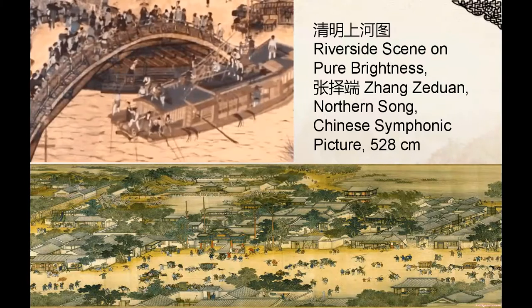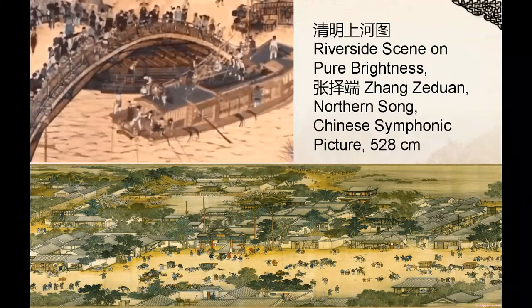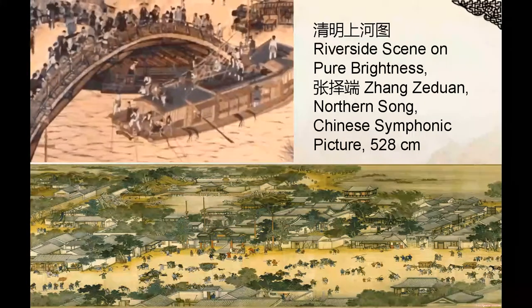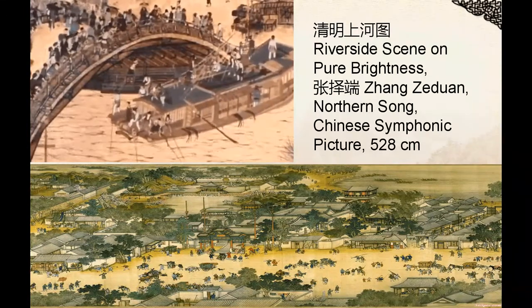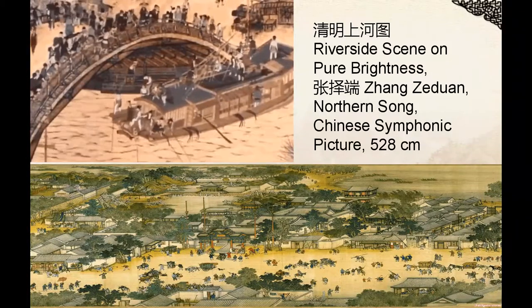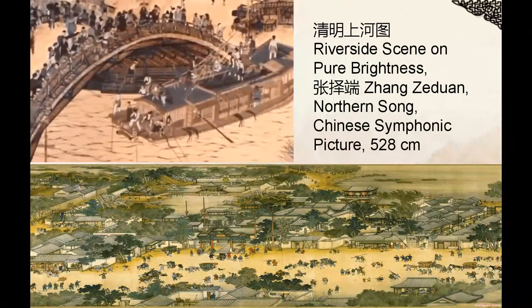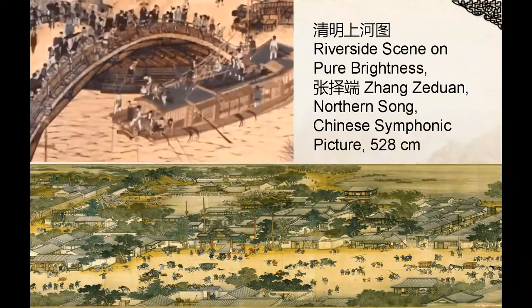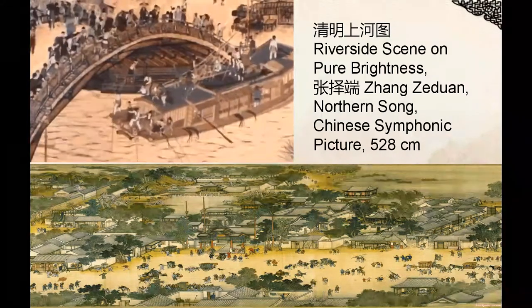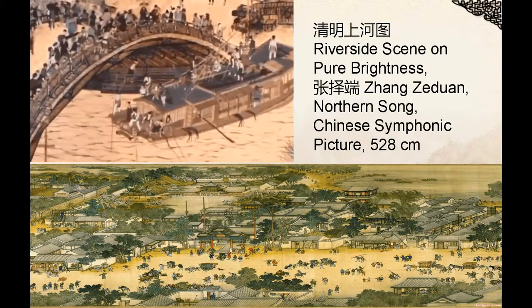Riverside scene on pure brightness was painted by Zhang Zeduan of the Northern Song Dynasty. It is the Chinese symphonic picture, China's Mona Lisa. It is one of the top 10 paintings handed down from ancient China. The entire piece was painted in hand scroll format, 528 centimeters in width, adopting shifting perspective.